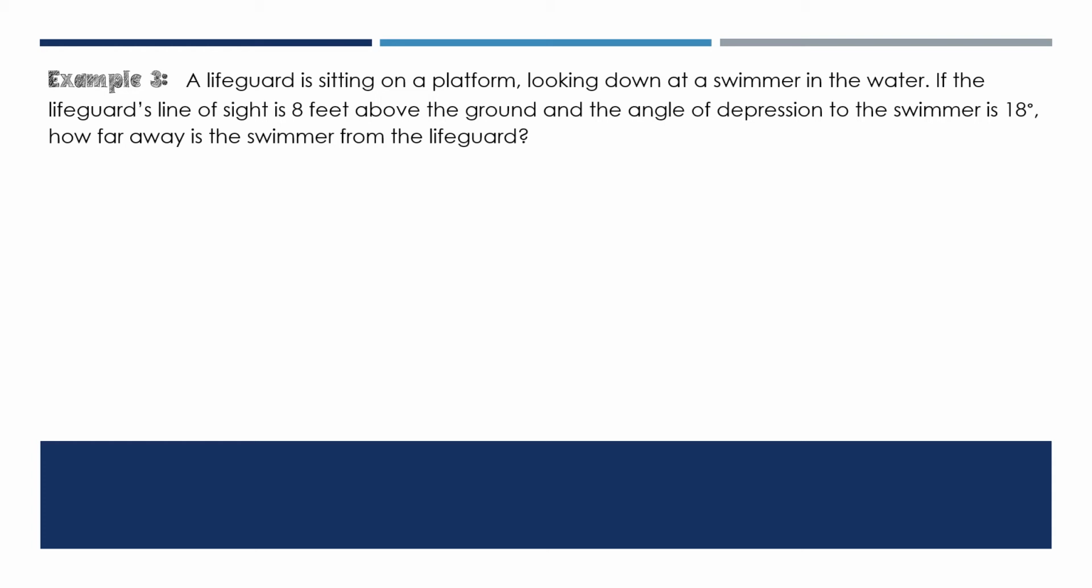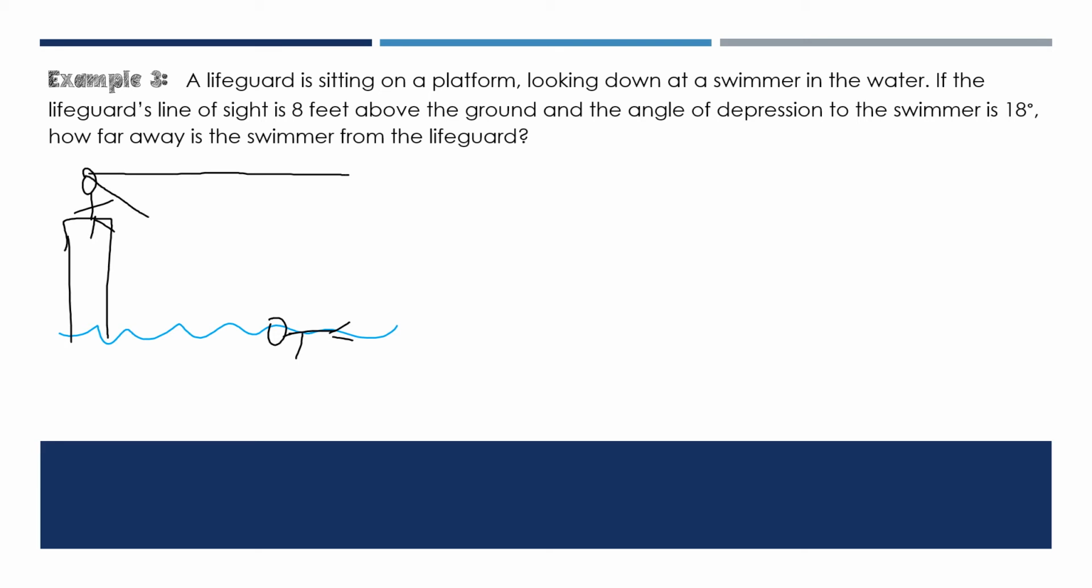All right, so we've got our swimmer down in the water. Let's put our little swimmer down here. And then we've got our lifeguard sitting up in this chair. Here they are up here. Their horizontal is here. Their line of sight is there. So our right triangle is going to look like this. The angle of depression is 18 degrees, so between the line of sight and horizontal.